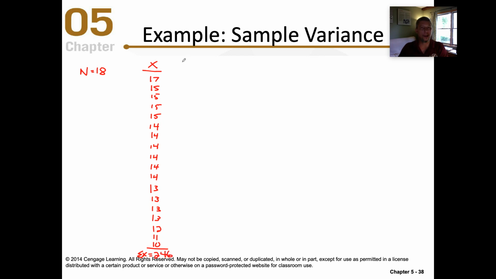Okay. Now, in another column, I'm going to write down all my x squared values. It turns out that 17 squared is 289. 15 squared is 225, and I'm just going to put ditto marks here: 225, 225, and 225. 14 squared is 196, and that appears 6 times, so ditto, ditto, ditto, ditto, and ditto.